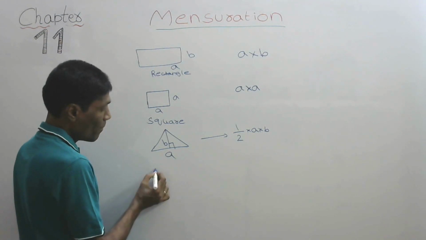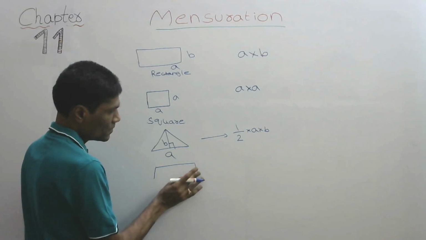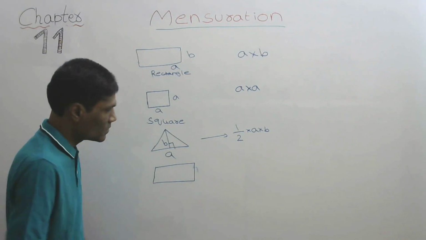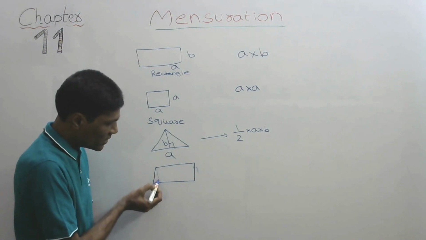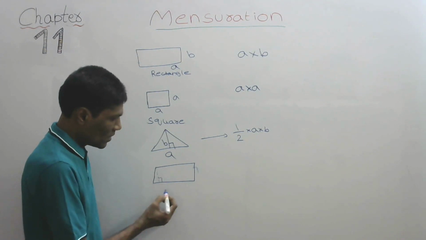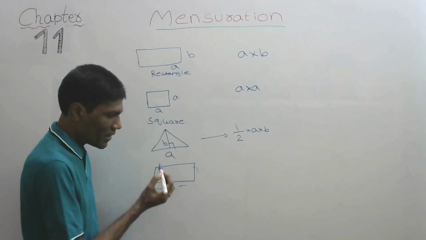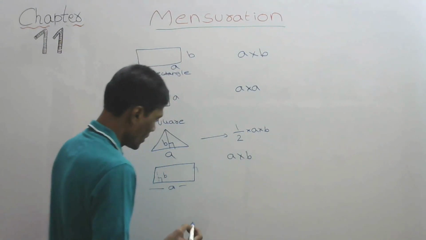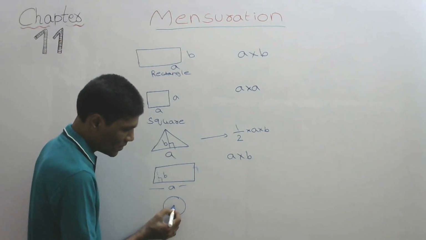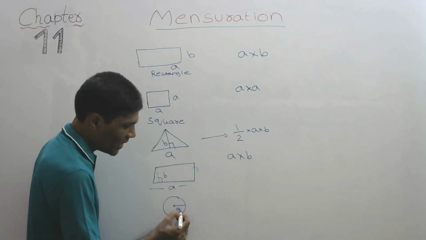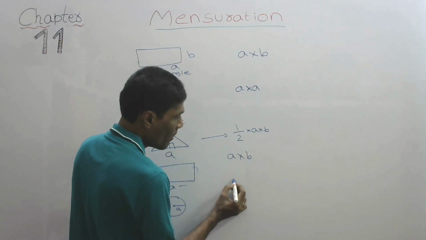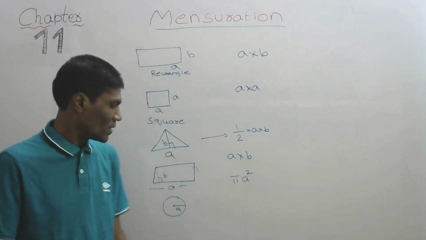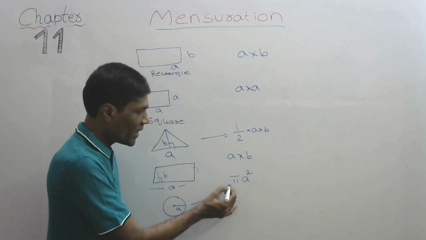Then say parallelogram. We know parallelogram. In parallelogram, if we take this as a height and this as A and this as B, then the area will be A into B. Last, if we take circle and if the radius is say A, then the area will be pi into A, that is pi A square. If it is a circle, then the area will be pi A square.